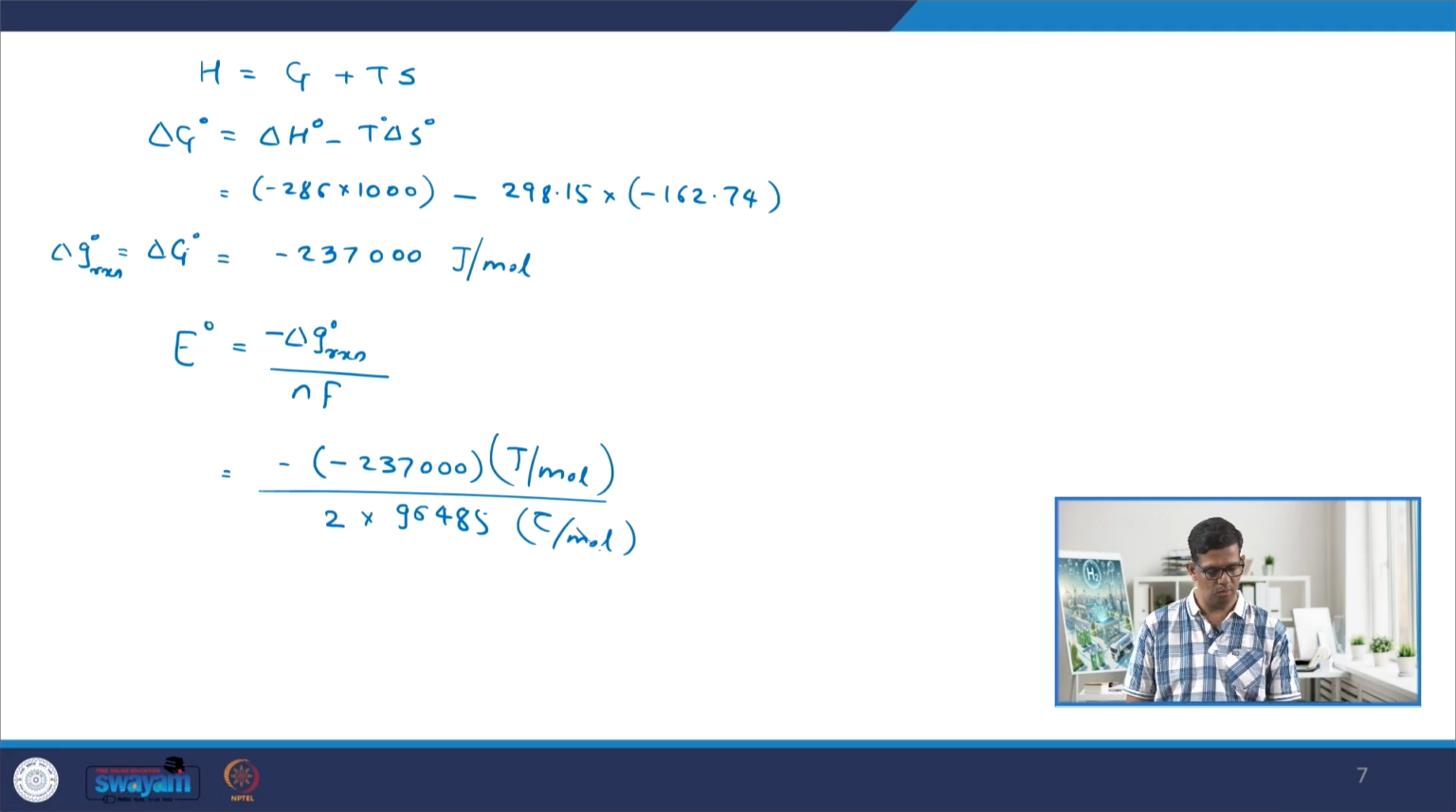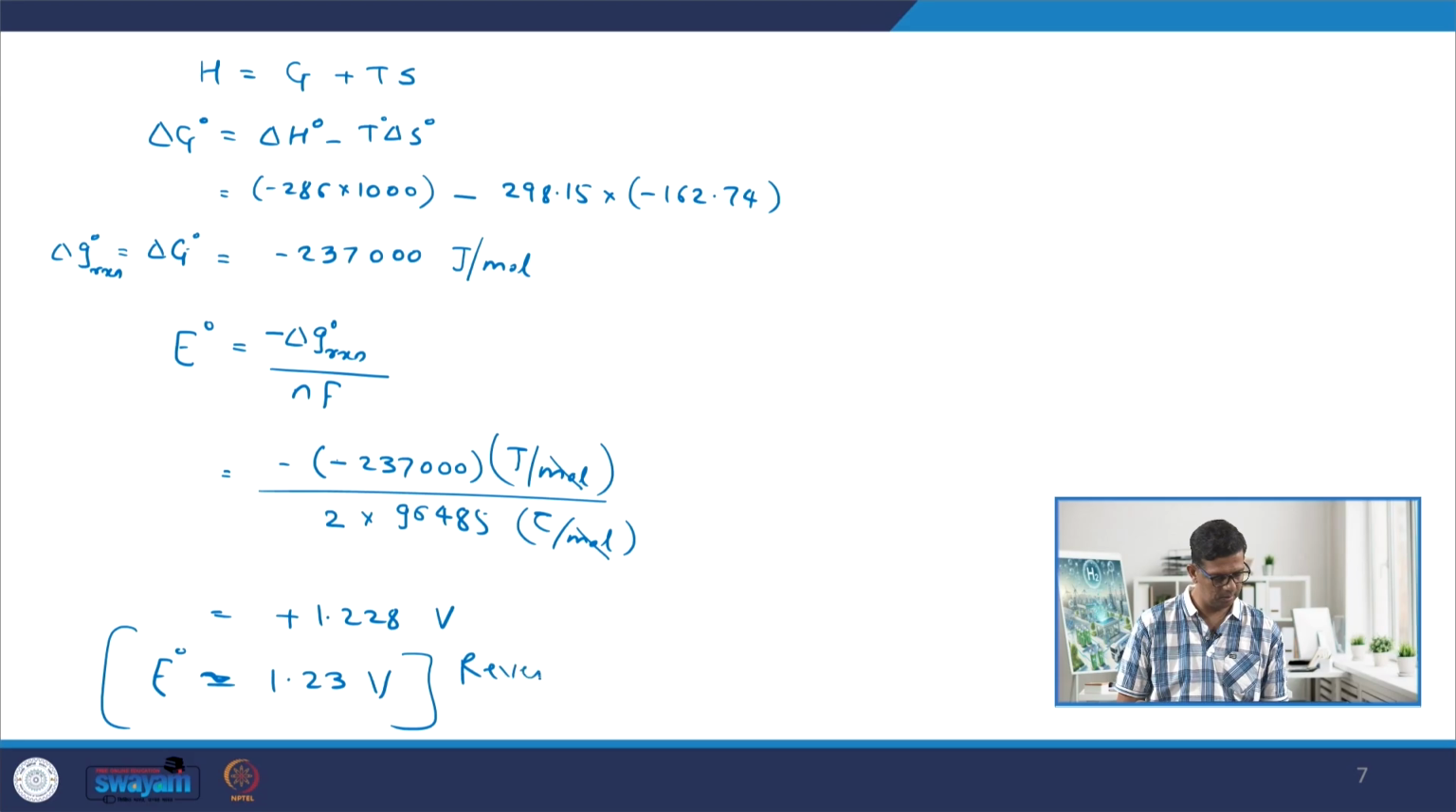If you can see, this mole and this mole get cancelled, and what we get here is joules per coulomb. That is the energy invested to bring 1 coulomb of charge, which is nothing but the unit of voltage. This minus minus becomes plus, and if we calculate the equation, we get 1.228 volt, which can be written as 1.23 volt. So that becomes our E naught. This is your reversible cell potential.